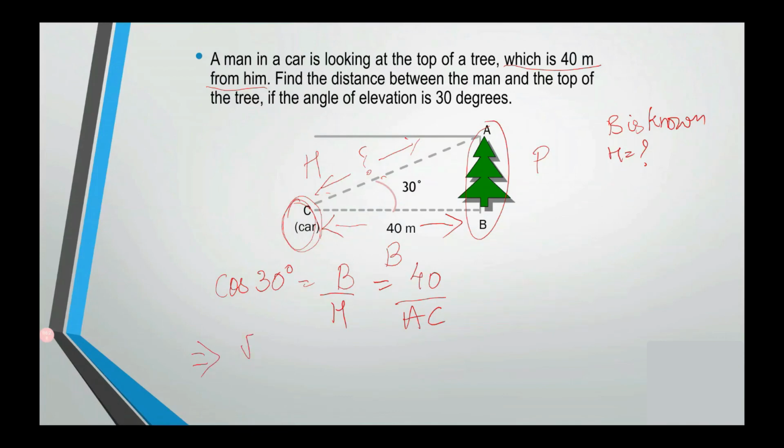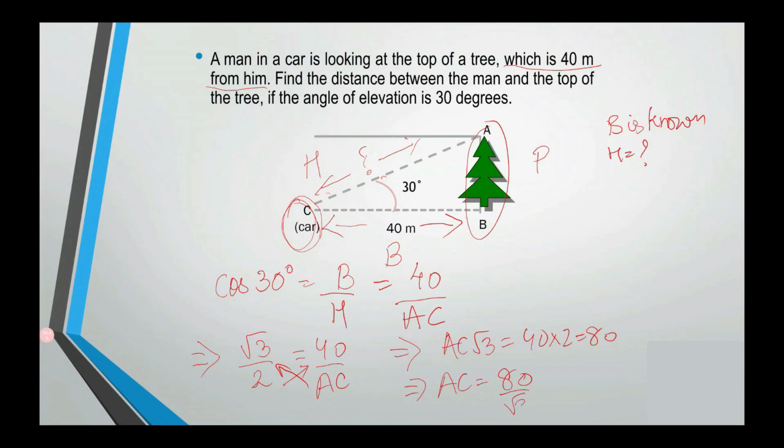Now cos 30 degrees is root 3 by 2, which equals 40 by AC. So we can cross multiply. We get AC root 3 equals 40 into 2, which is 80. Or we can say AC equals 80 upon root 3 meters. So the distance between the man and the top of the tree is 80 by root 3 meters.